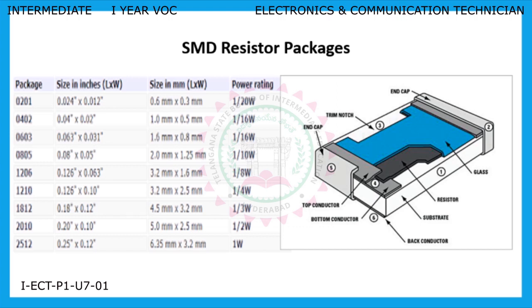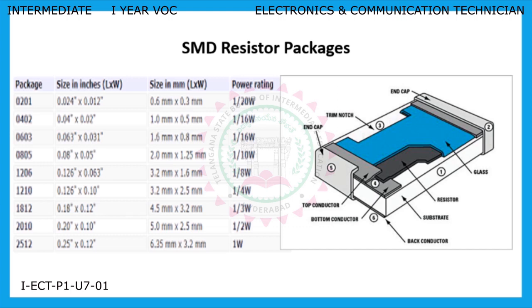SMD resistor packages. You can see the different types of SMD resistor packages with different package numbers like 0201, 0402, 0603, 0805, 1206, 1210, 1812, 2010, 2512. These are all the package numbers. The package number will indicate the size of the package in inches, length into width.